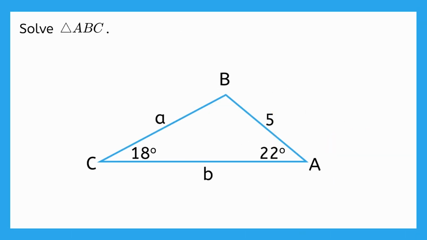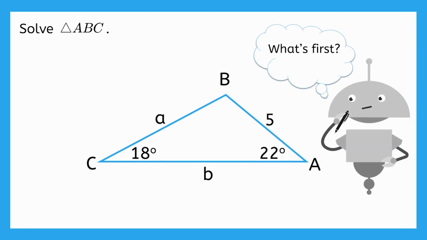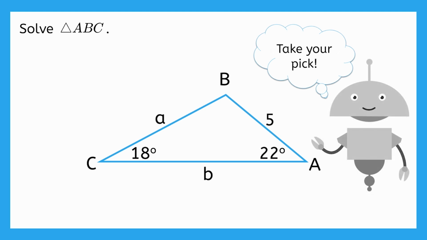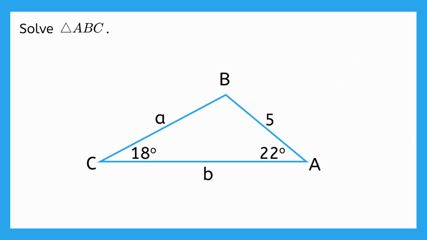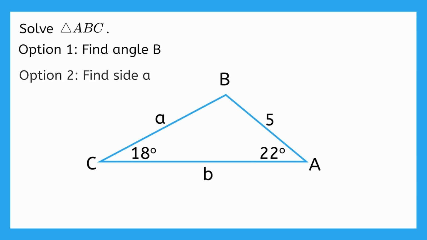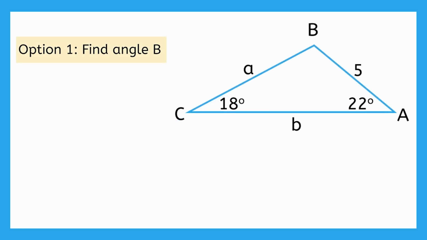Consider the triangle ABC. We are given the measures of angle A, angle C, and side C, and asked to solve for the missing angles and side lengths. What should I do first? Well, I actually have two options. I could solve for angle B, or I could solve for side A, and it doesn't matter which one we choose. I'll go ahead and find angle B first.